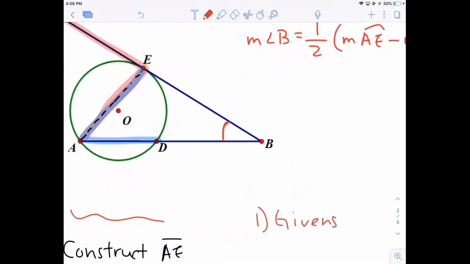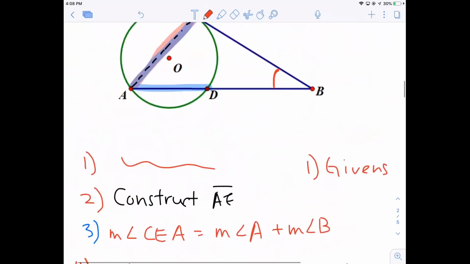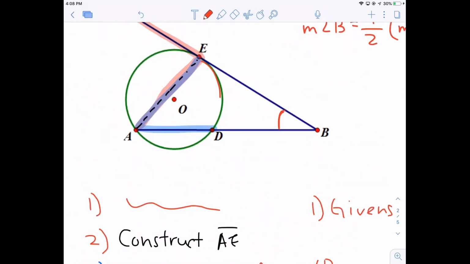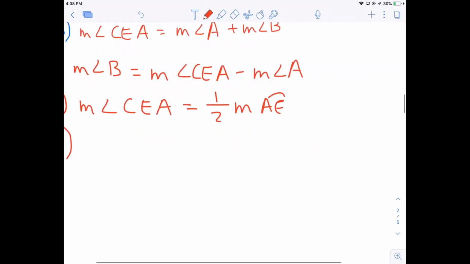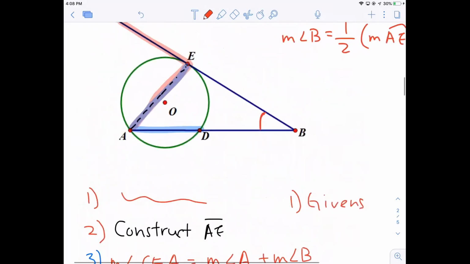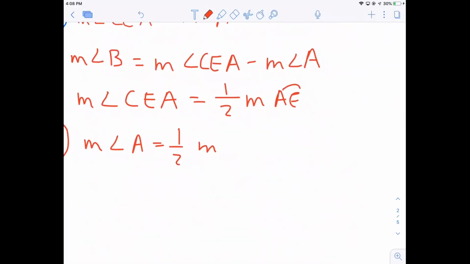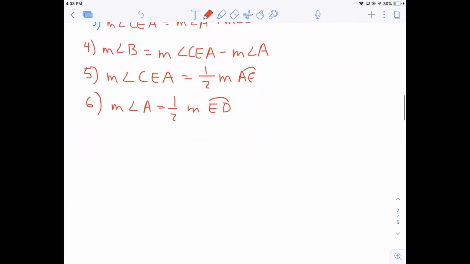Step 6, well, what is this other angle? What is the measure of angle A equal to? The measure of angle A is going to be half the measure of ED because that's an inscribed angle. And we know inscribed angles are half the measure of their intercepted arcs. So the measure of angle A equals half the measure of its intercepted arc, and that's arc ED. Again, the reason is an inscribed angle is half the measure of its intercepted arc.